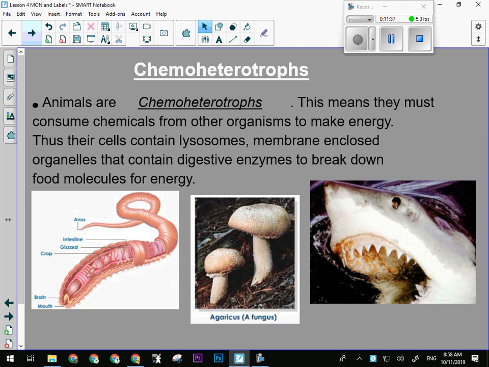And then obviously a top carnivore like a shark eats whatever it can swim away. Hopefully not you. Okay, yeah.